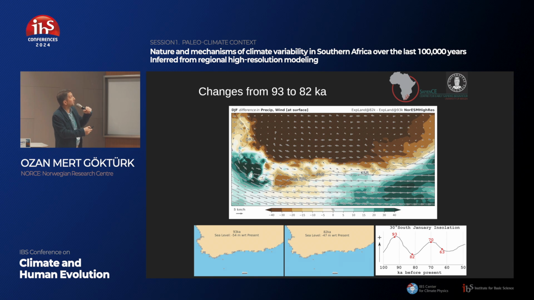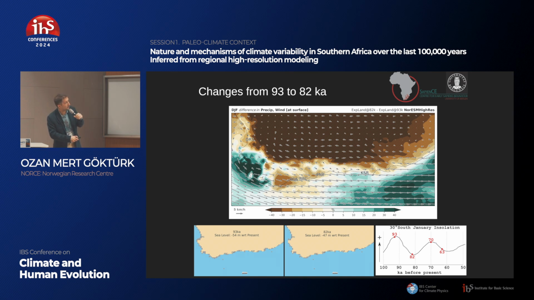As you see, this is, for example, the change from 93 to 82,000 years before present. And as you see here, there is not much coastal change between these two particular periods, but the biggest change is the change in the insolation arising from the change in precession cycle. And as you see, there is a big drop in precipitation from 93 to 82, because 82 is much lower in the precession cycle, and there is less insolation in the interior parts of the region.